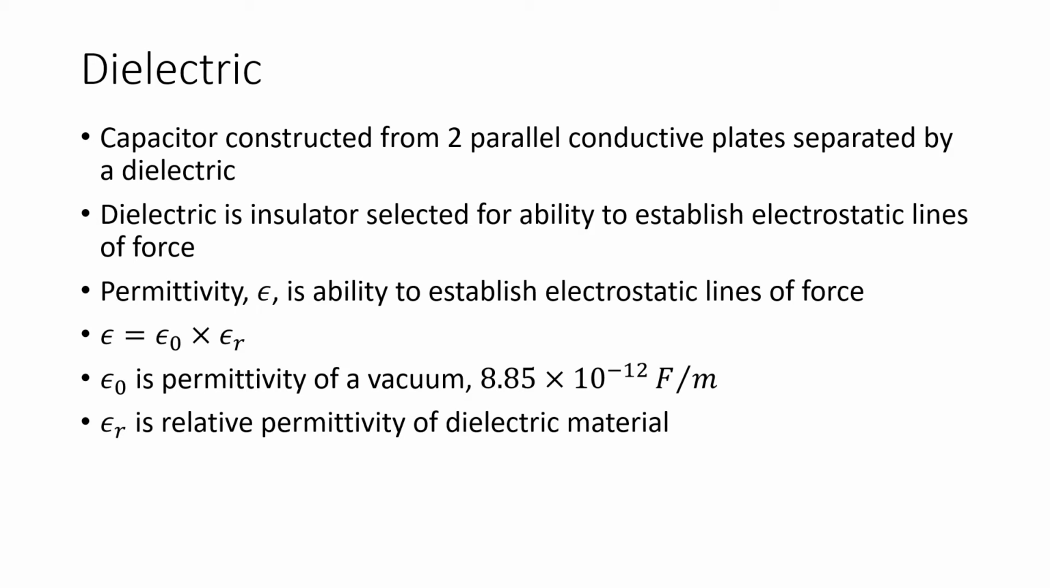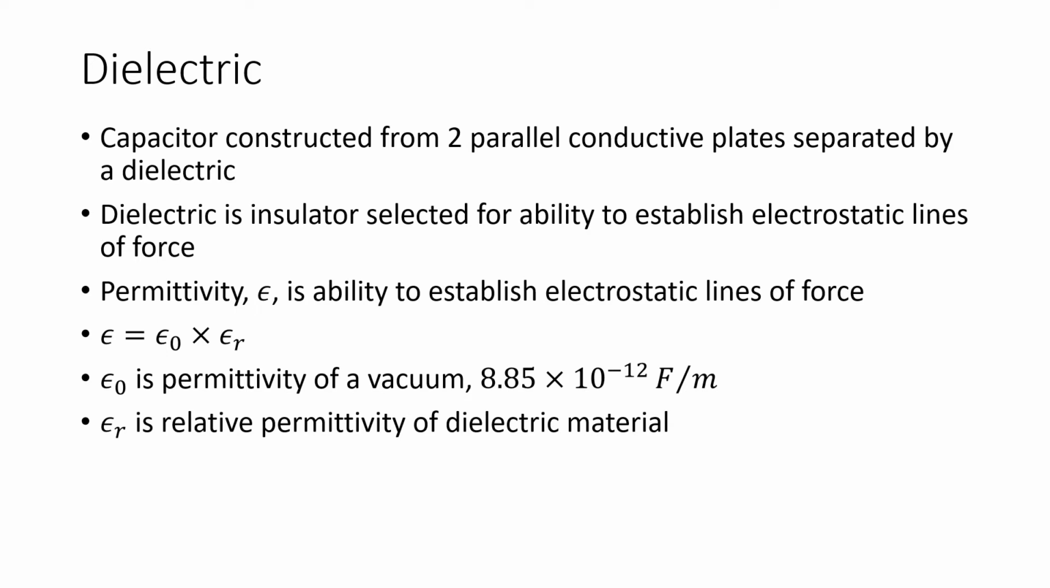Now, a capacitor is constructed from 2 parallel conductive plates separated by a dielectric. A dielectric is an insulator, but a dielectric differs from insulators in that it is selected for its ability to establish electrostatic lines of force. Permittivity, symbolized with the Greek letter epsilon, is a measure of the ability of a dielectric or a material to establish electrostatic lines of force.